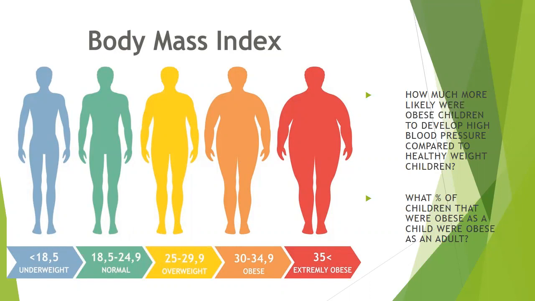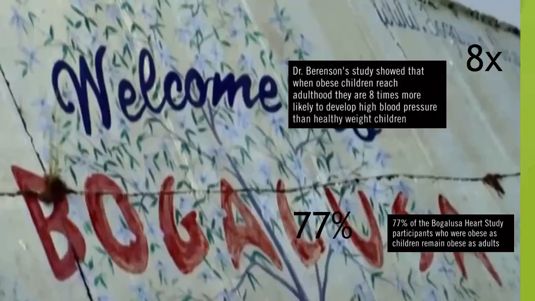So how much more likely were obese children to develop high blood pressure compared to healthy weight children? Raise your hand if you said 8 times more likely. Good job. 7 was close, 10 was close. And 77% of the participants who were obese as children remained obese as adults.